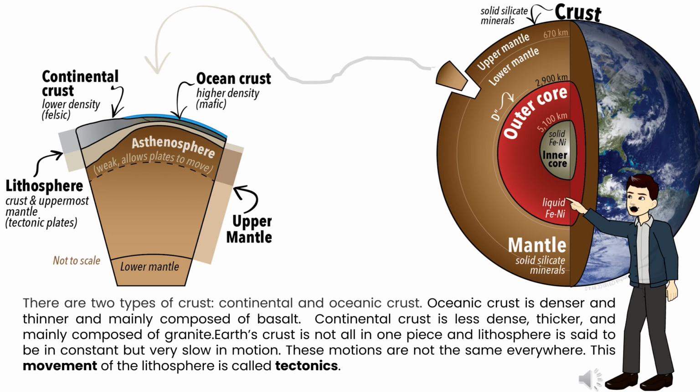There are 2 types of crust, continental and oceanic crust. Oceanic crust is denser and thinner and mainly composed of basalt. Continental crust is less dense, thicker, and mainly composed of granite. Earth's crust is not all in one piece and the lithosphere is said to be in constant but very slow motion. These motions are not the same everywhere. This movement of the lithosphere is called tectonics. Now moving on to the plate tectonics.